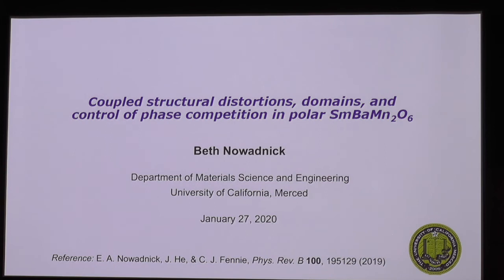And next up, it's Beth Nowadnik, and she is talking about coupled structural distortions, domains, and control of phase competition in polar samarium barium manganese oxide. All right, thank you for the introduction.